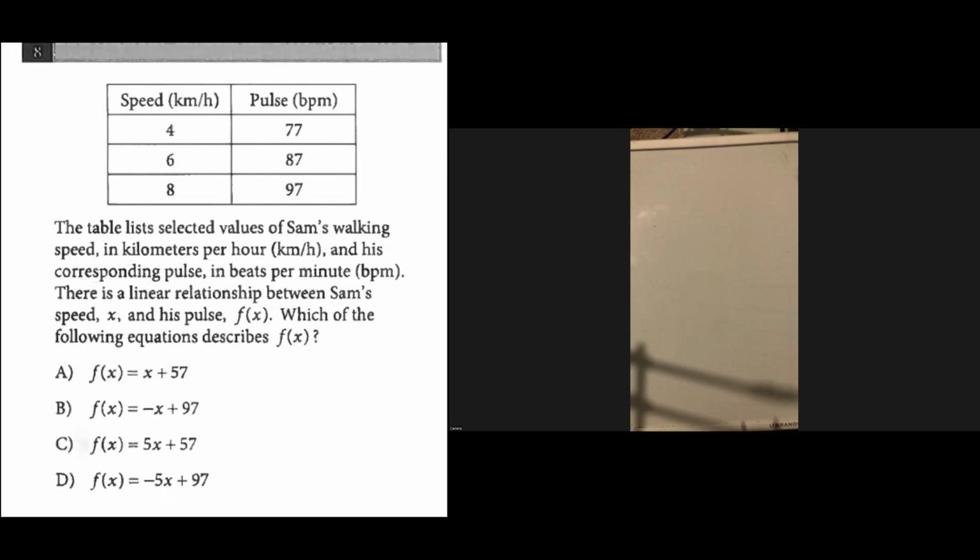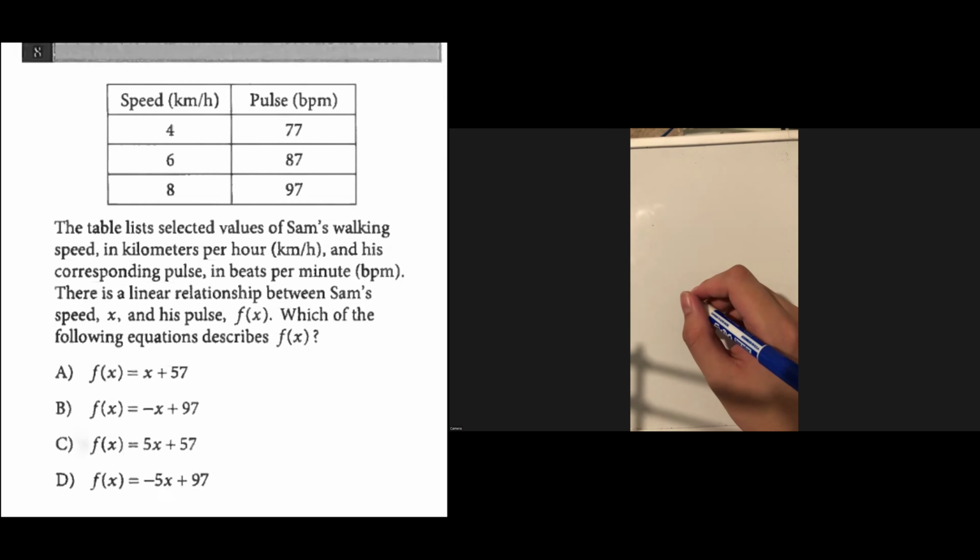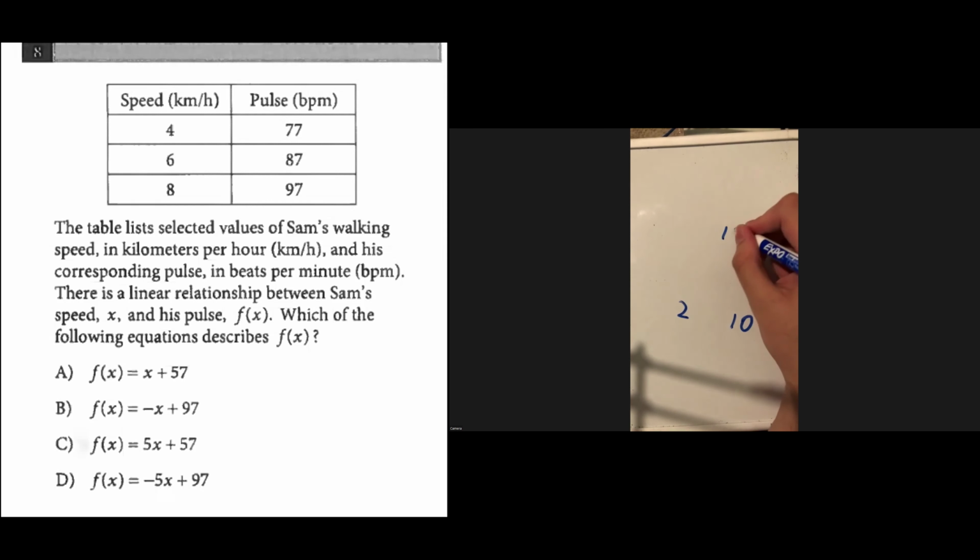Okay, so for question 8, we're basically asked to find this linear relationship. And so we're given speeds and pulses. First, let's find the slope. So change in x and change in y. The change in x between 4 and 6 is 2. And the change in y between 77 and 87 is 10, which would mean the slope is y over x. So 10 over 2, which is equal to positive 5.